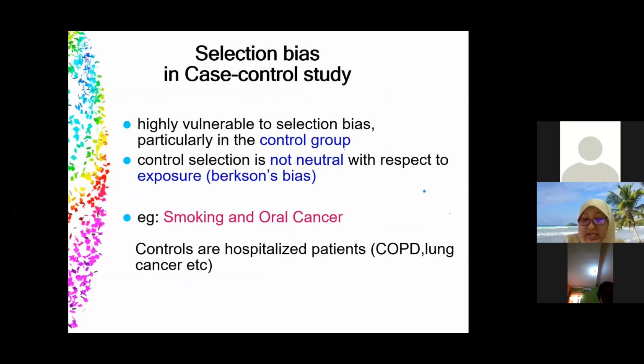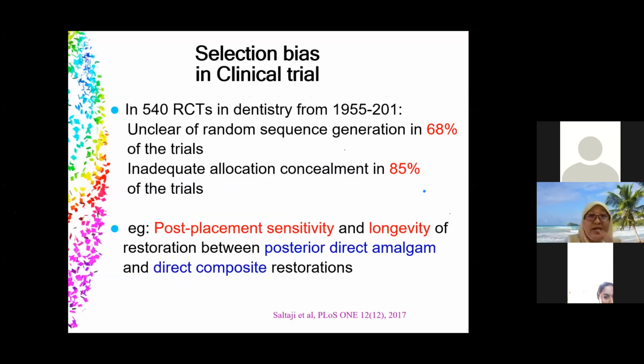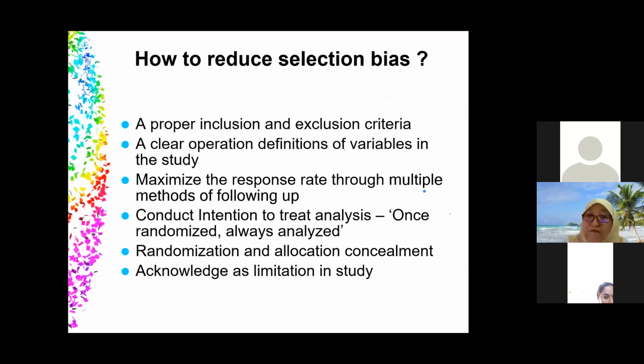Okay. This one I will skip. If there is time, I will go to it. These are all selection bias. Now, how to reduce selection bias? That's why a paper needs to explain a proper inclusion and exclusion criteria, a clear operational definition. So when you read a paper, you try to find whether there are inclusion and exclusion criteria, whether there is a clear operational definition of variables, how they maximize the response rate, did they do follow-ups, did they do intention to treat analysis for randomized study? Did they do randomization and allocation concealment for RCT?